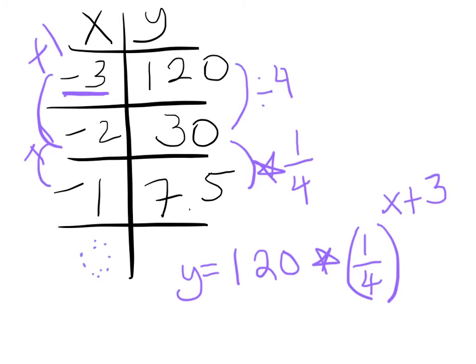If I wanted to go without the parentheses here, what I could also do is I could do y equals, I'm just going to take 30 instead, 30 times 0.25, and I can raise that to the x plus 2 power instead.